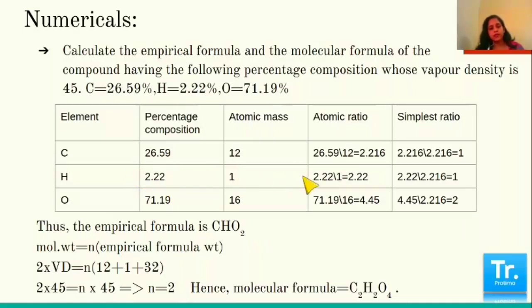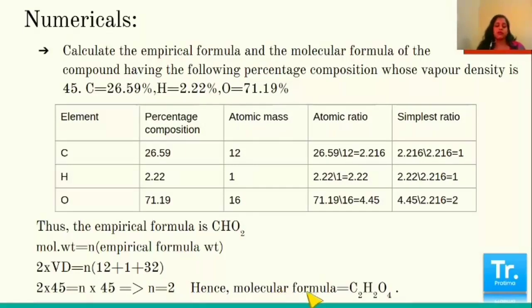Okay, so you understood how to get the simplest ratio. Now to this empirical formula we need to multiply that common factor n. How to get that common factor? Molecular weight is equal to n into empirical formula weight. So molecular weight, how do we find out? 2 into vapor density, because in the question vapor density is given to us as 45. So 2 into vapor density is equal to n into empirical formula weight. Carbon 12, hydrogen 1, oxygen 16 into 2, 32. So 2 into 45 is equal to n into the sum, 45, which implies that n is equal to 2.